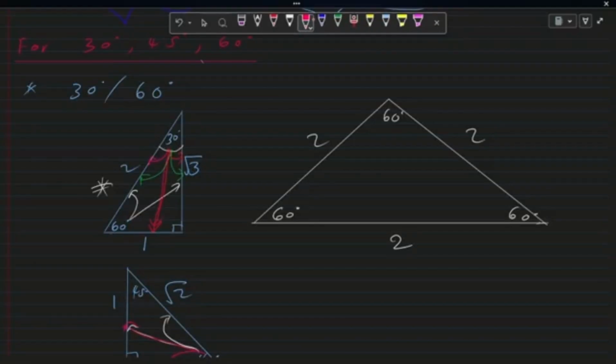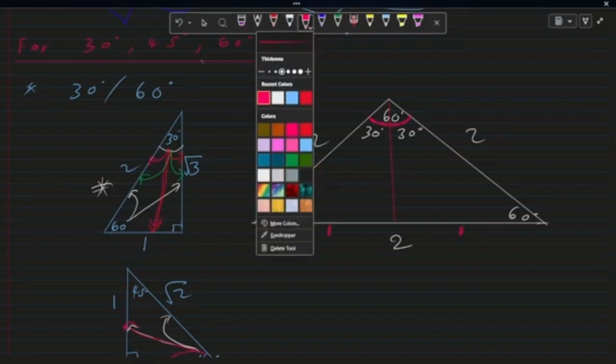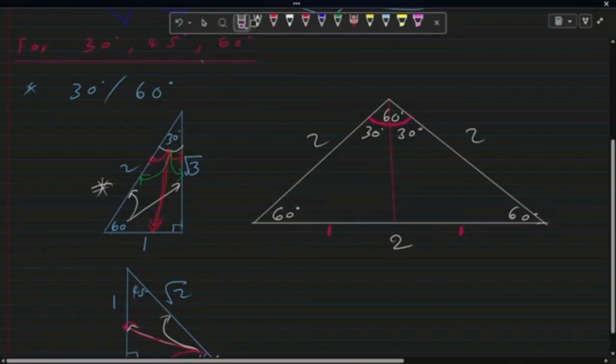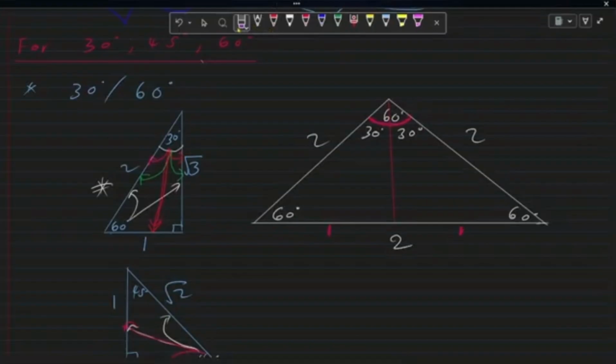Now, the last and very important step is for us to bisect this diagram, or to divide it into 2 equal parts. If that happens, then it means that this angle has been divided into 2 equal parts. In other words, this part is 30 degrees, this one is 30 degrees, and because I've bisected the entire triangle, this side has a length of 1 unit, and that one has a length of 1 unit as well.